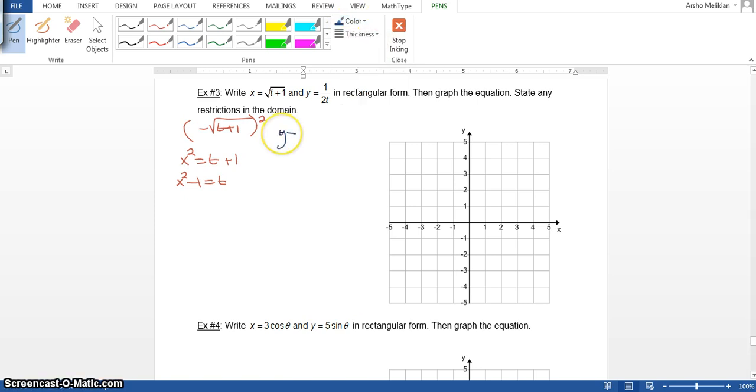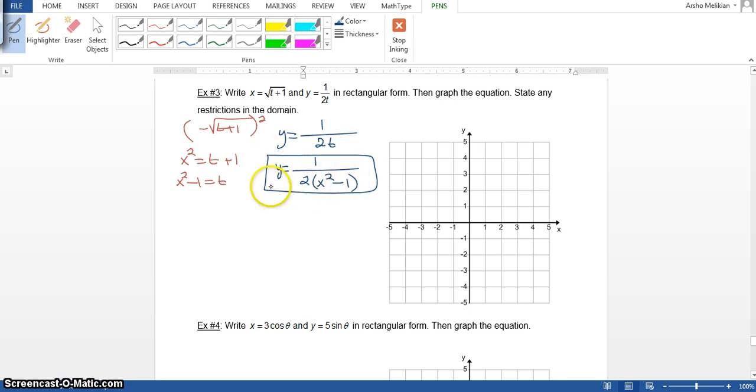So y is equal to 1 over 2t. That means y is equal to 1 over 2 times x squared minus 1. This is the equation in rectangular form. Do you not want us to distribute the 2? You don't have to distribute.